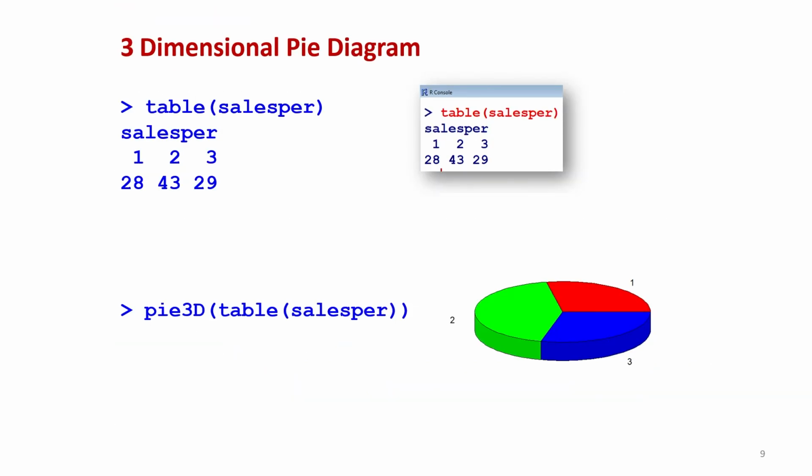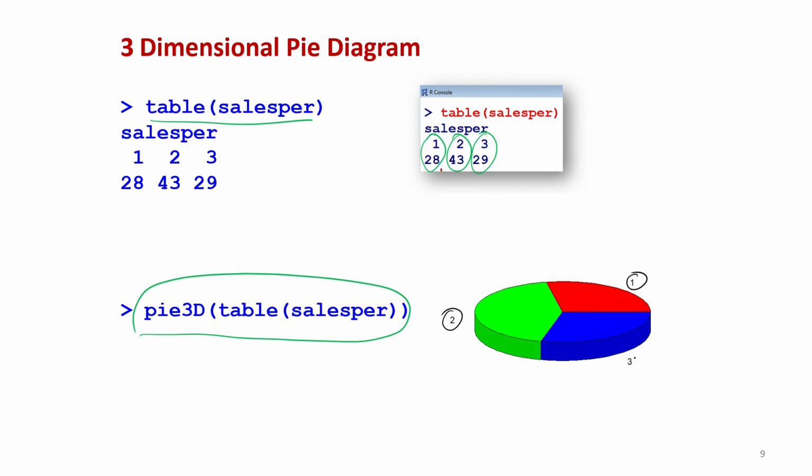Now I create the frequency table using the command table over salesper, and then I create the 3-dimensional pie diagram. So you can see there are 3 categories. Category 1 has 28, category 2 has 43, and category 3 has 29 absolute frequency. And the same thing is being shown here also. For example, this is category 1, category 2 and category 3.